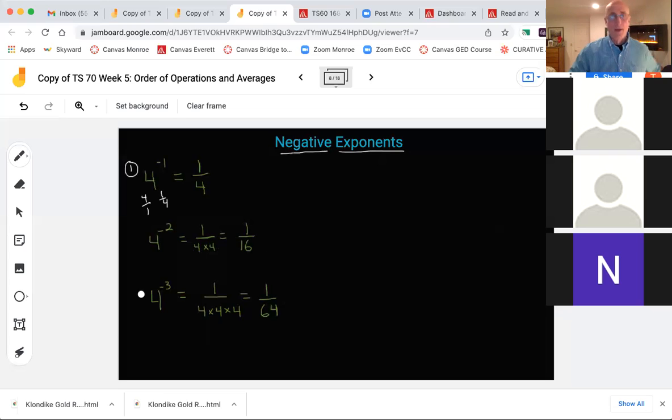Writing down another one, 4 to the negative 3rd means I put 1 on top and then I do my exponents on the bottom. 4 to the 3rd is 4 times 4 times 4, which is 1/64, because 16 times 4 is 64. So that's what you do when you have a negative exponent. The key with negative exponents is to put 1 on the top. Whatever that number is, put it under 1 and then do the exponent work.